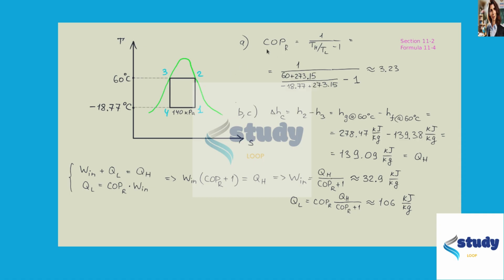Let's first find the coefficient of performance of the refrigerator. This formula is taken from section 11.2. The formula number is 11-4.